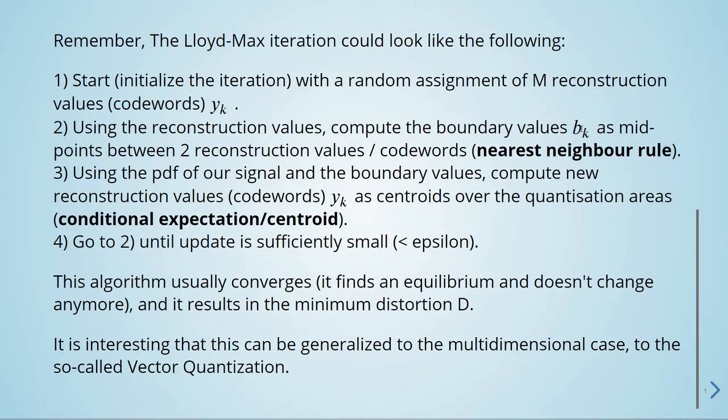In our previous notebook, we saw the Lloyd-Max iteration that looked like the following. We would start our iteration with a random assignment of m reconstruction values, so code words y of k. Then, using the reconstruction values, we will compute the boundary values b of k as midpoints between two reconstruction values, so using the nearest neighbor rule.